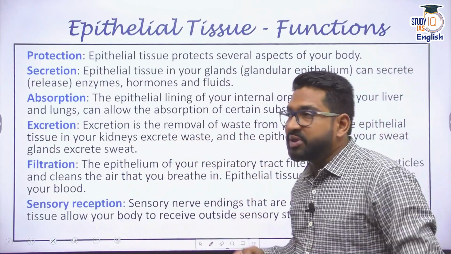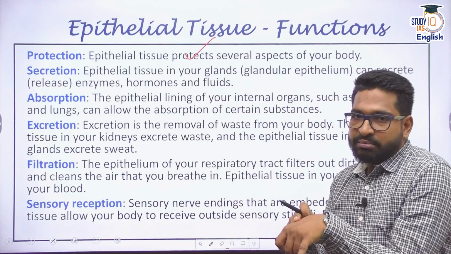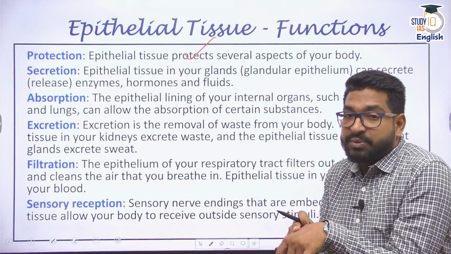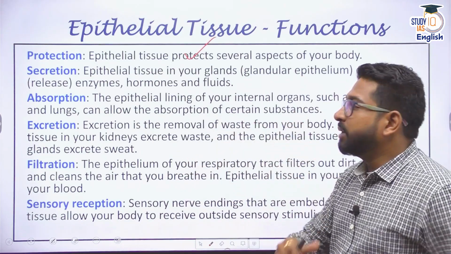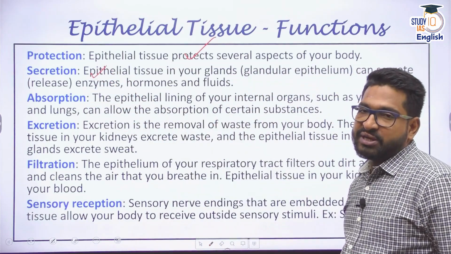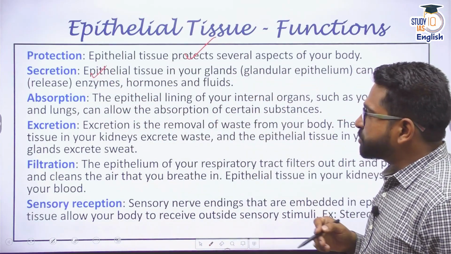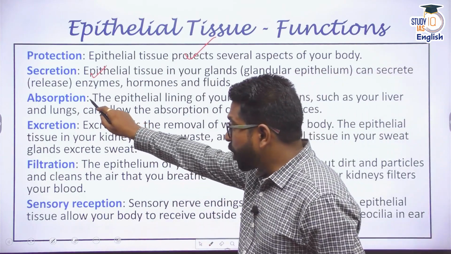And many times epithelial tissues work as a protective measure. Classic example being skin. It gives you your innate immunity. It does not allow things to get inside your body. Many epithelial tissues secrete, especially the glandular epithelium. They secrete enzymes, hormones, fluids. Many epithelial tissues absorb stuff.